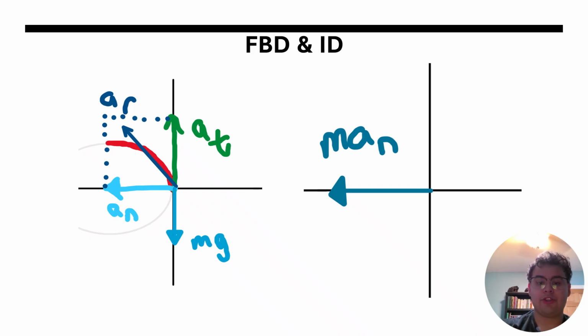In our inertia diagram, we have the centripetal acceleration pointing towards the center of the radius. And again, these diagrams will be equal when we apply Newton's second law.